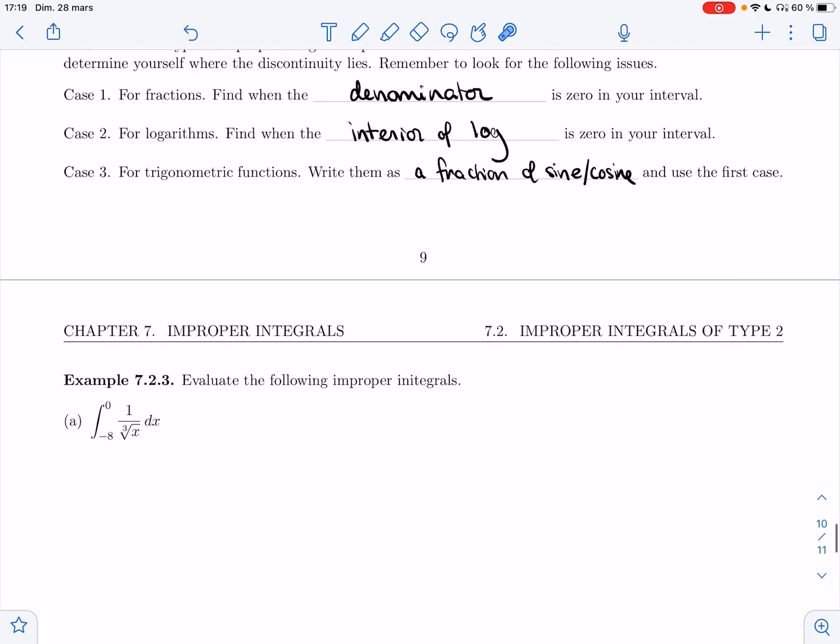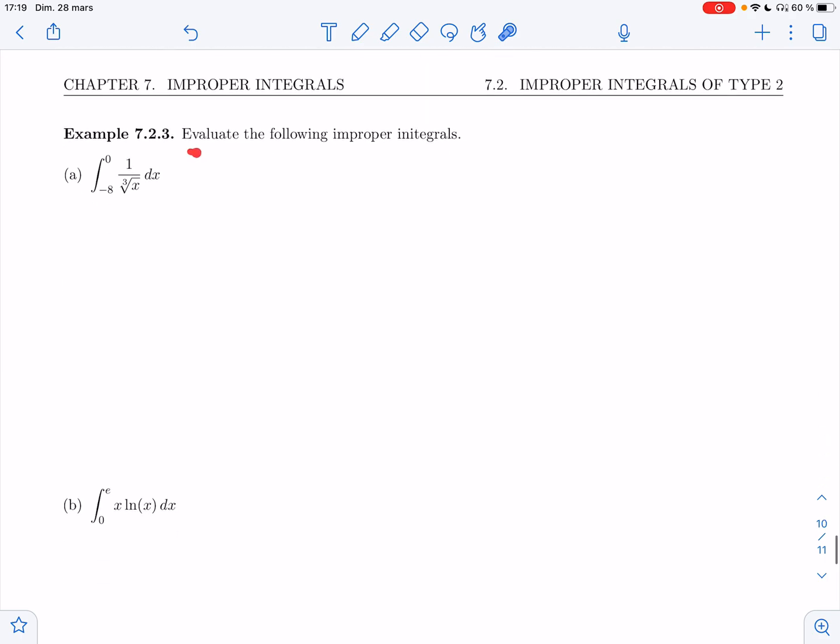All right, let's try an example. I want to evaluate the following improper integrals.